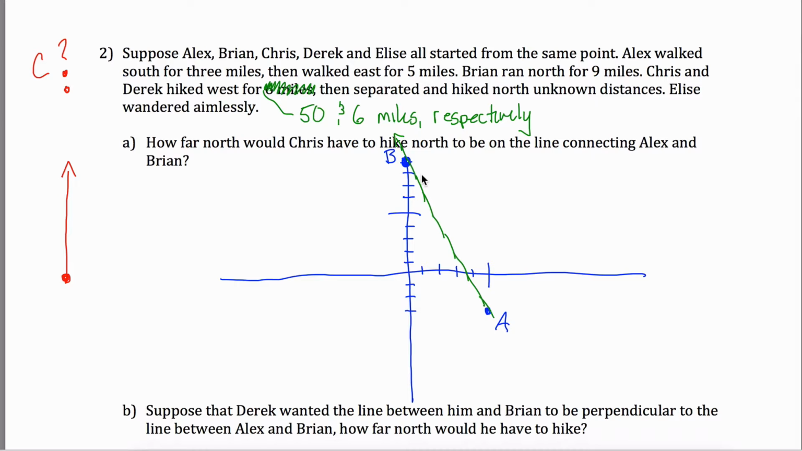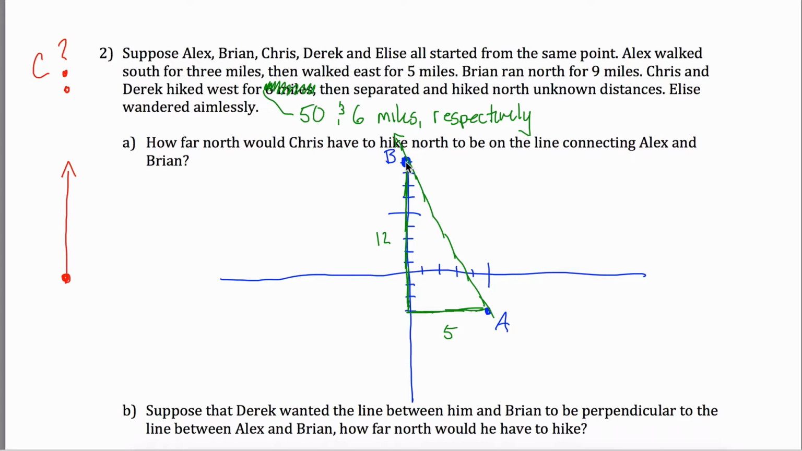And the trick to figuring out how far north Chris would have to hike is recognizing that I have this right triangle here, and that the base of this right triangle is 5 and the height is 12, which ends up making this 13. That'll be a useful fact later on, but I'll leave that for now. We got 5 and 12.